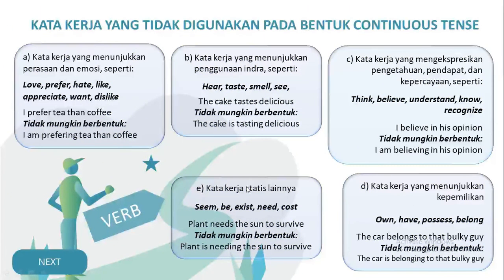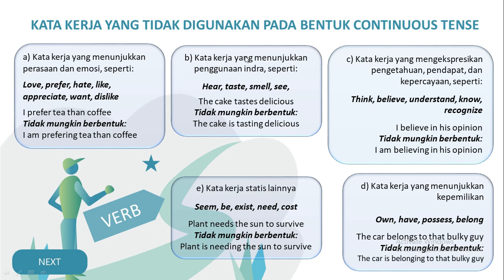And then next, the verbs that cannot be used in the continuous tense. For some verbs, you cannot add -ing after the verb. Why? I don't know why, because that is the rule. I don't know, but I can tell you what the verbs are. Okay, the first one, the verbs to show an emotion or a feeling. For example, love, prefer, hate, like, appreciate, want, dislike. You cannot add -ing after prefer. For example, I prefer tea to coffee. You cannot say I am preferring tea to coffee.